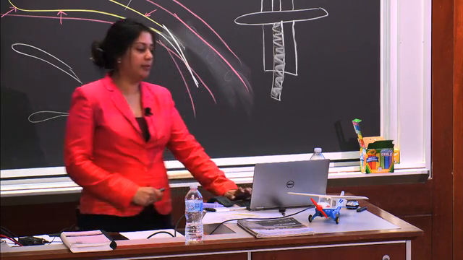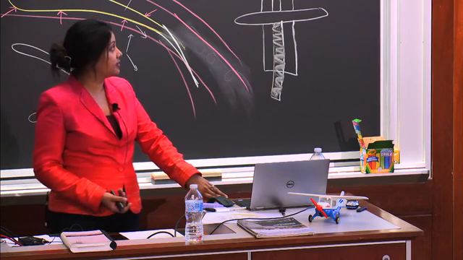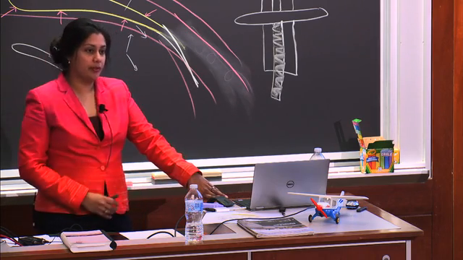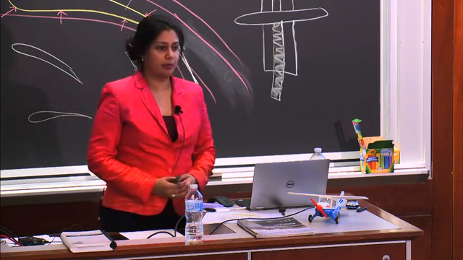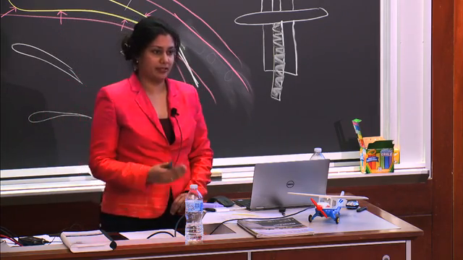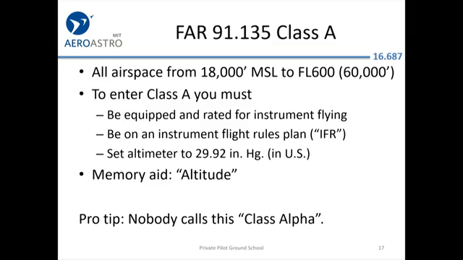So let's start at the top at Class A airspace. So this is very high up. Pretty much as a private pilot in a single-engine airplane, you're never going to encounter this Class A airspace because it starts at 18,000 feet. So it's pretty high up. So pretty much only jets, big commercial jets fly at that altitude. In order to fly into that altitude, you actually have to have your instrument flight rating.